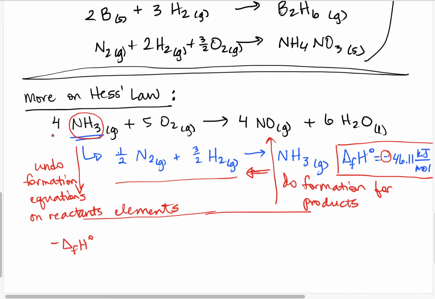But we also need to pay attention to our stoichiometric value here. Because we have 4 moles of ammonia, not just 1 mole of ammonia, notice that our formation equation is for 1 mole of ammonia. So we know that energy is extensive. So if we have 4 moles of ammonia, we need to multiply this formation equation by the stoichiometric quantity that we have. So what's that going to look like?